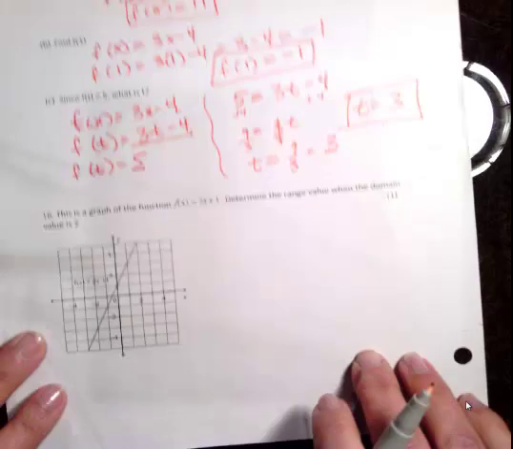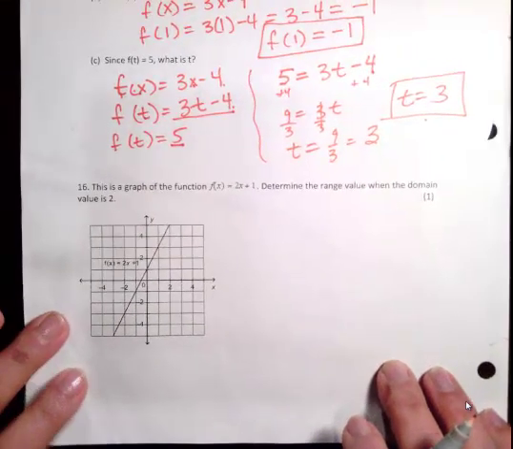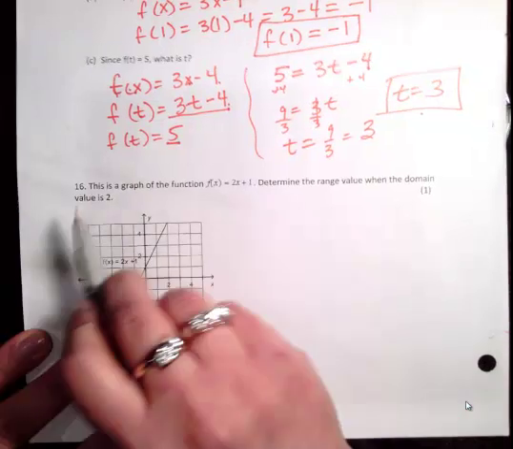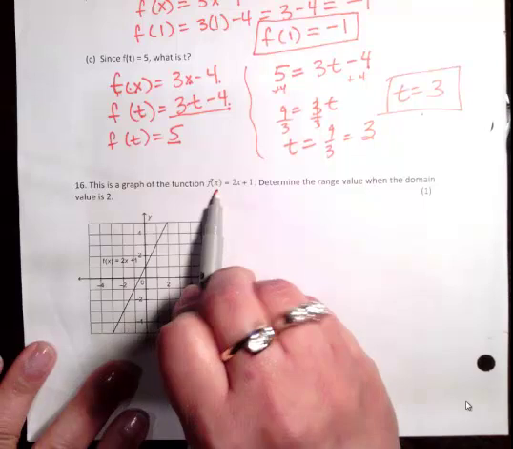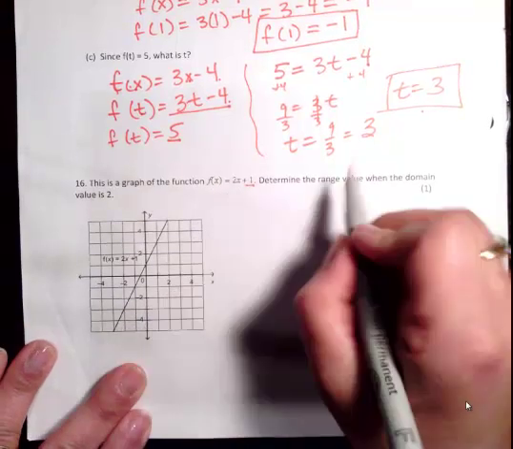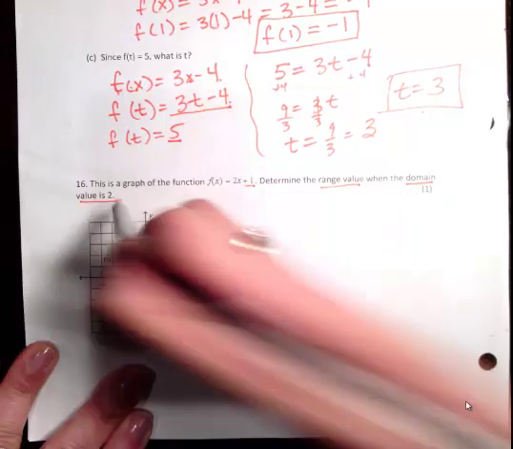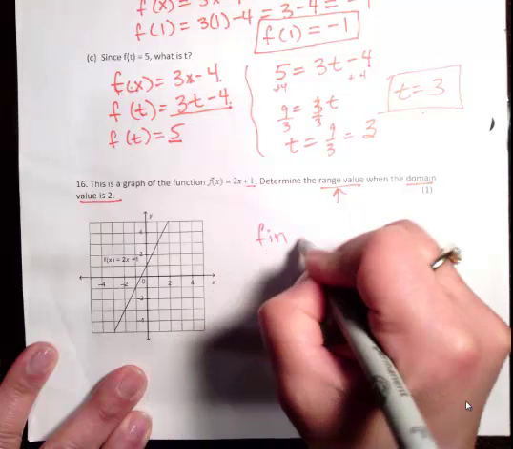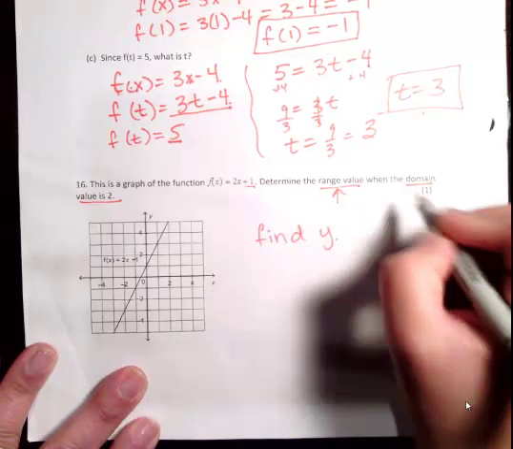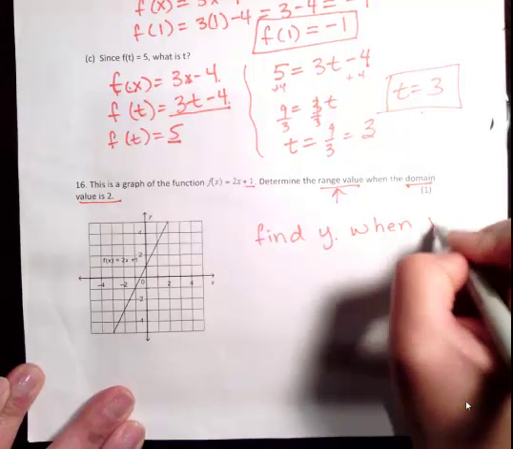And the last question on this test, I need to make sure I'm staying in the lines. This is a graph of the function f of x equals 2x plus 1. Determine the range value when the domain value is 2. So that means find y when x is equal to 2.